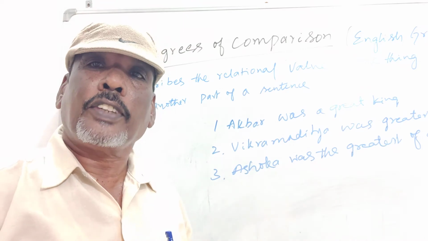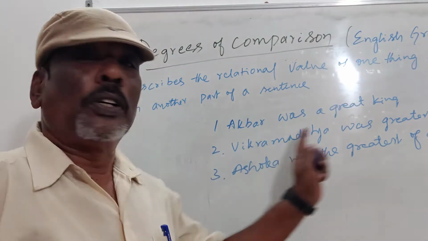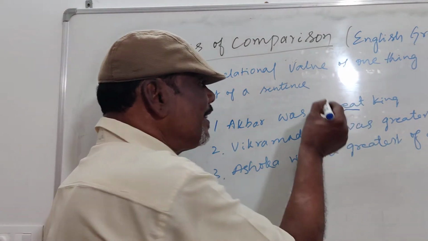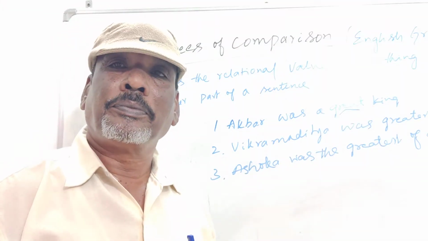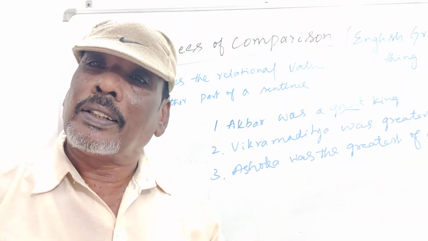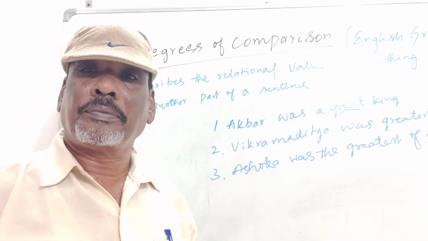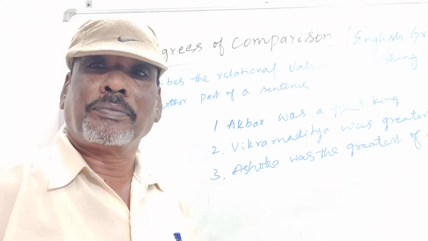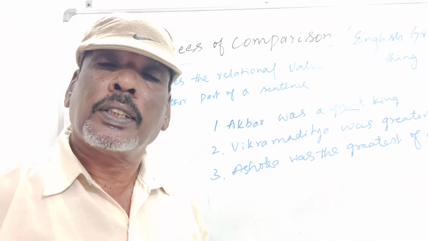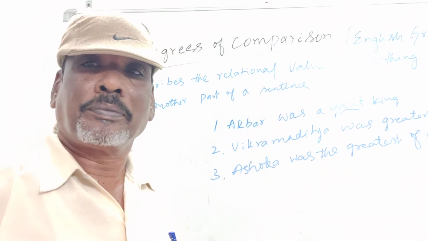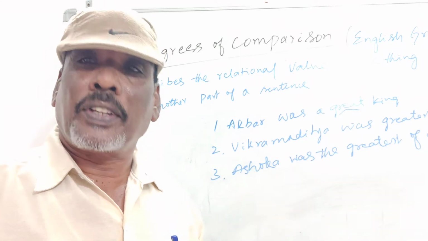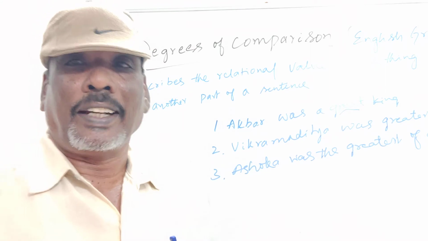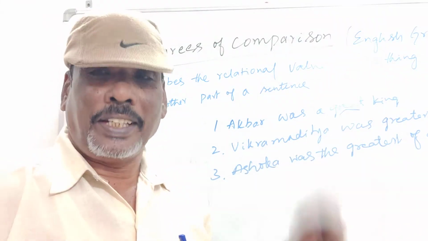In the first sentence, it reads, Akbar was a great king. Here, great is the adjective. And no comparison is made. Akbar was a great king. What kind of Akbar was? Akbar was a great king. Here, no comparison is made. Simply we say he was great. And this is positive degree.